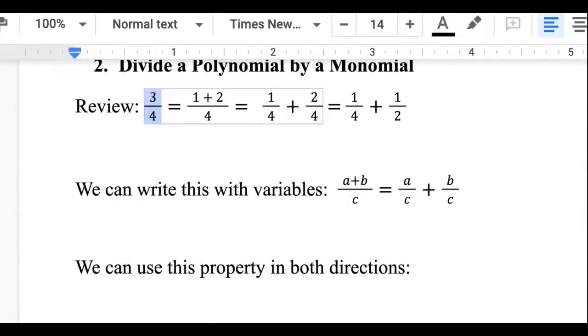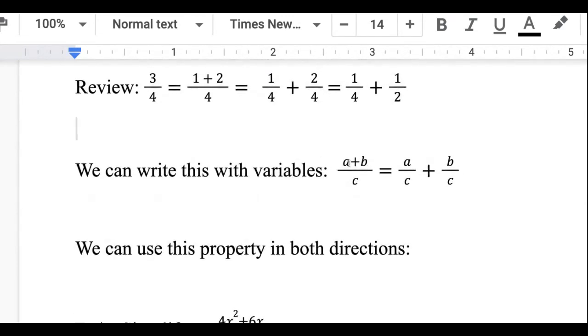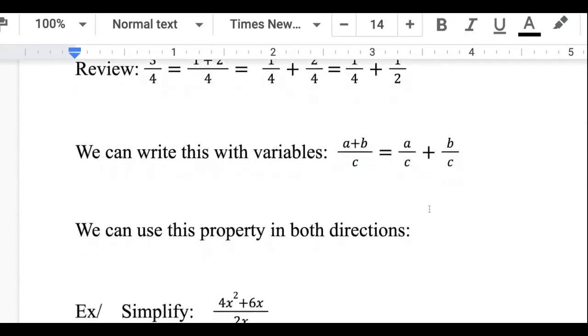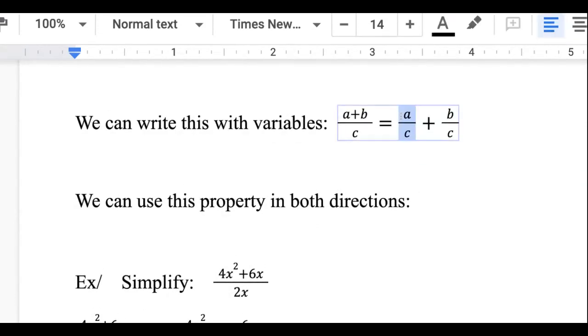Remember this: 3/4 can be written as 1 plus 2 over 4. We can split it as 1 over 4 plus 2 over 4, and it's 1 over 4 plus a half. There are different ways of writing 3 over 4. So if we have a plus b divided by c, that can be written as a divided by c plus b divided by c. As long as we have a common denominator, we can add or subtract the numerators.